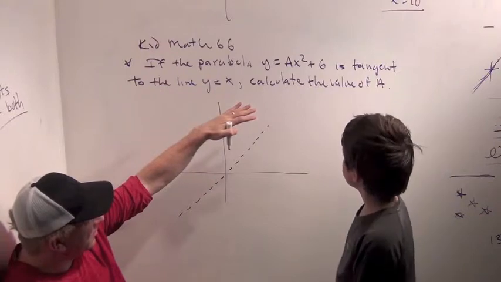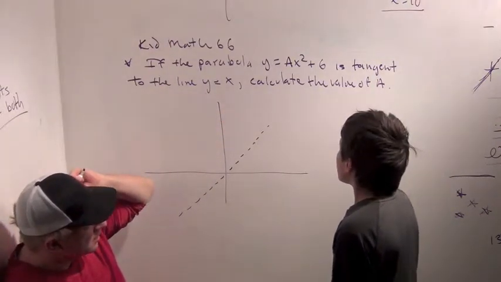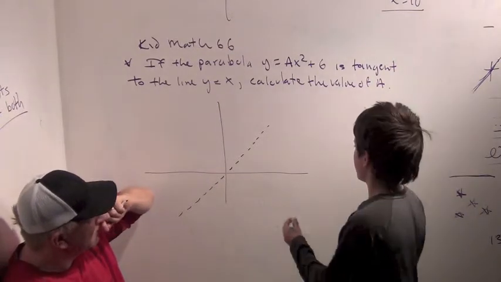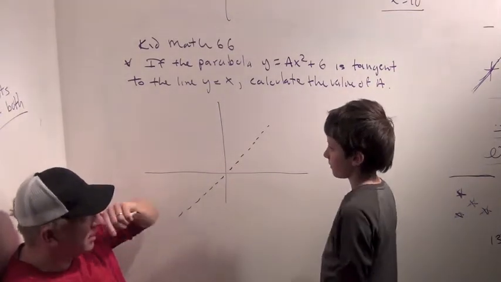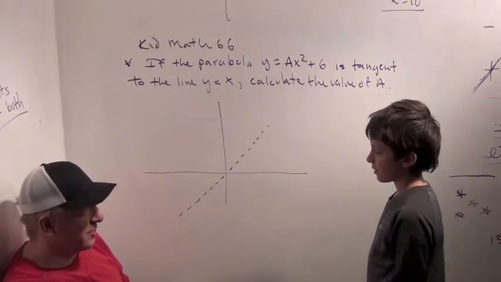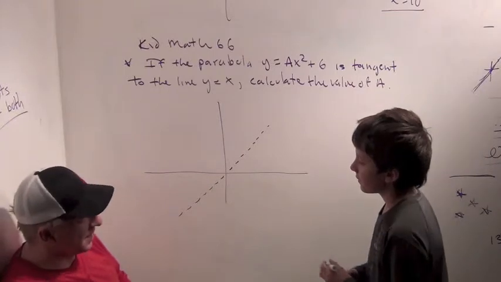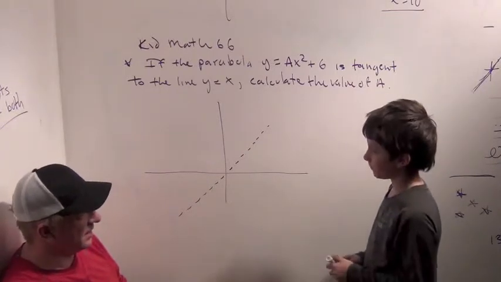We've been talking about parabolas. What does the plus 6 do? The plus 6 shifts it up or down. Okay, by how much? It's going to shift it up by 6. And does it shift it up or down? It shifts it up. So the plus 6 shifts it up by 6.